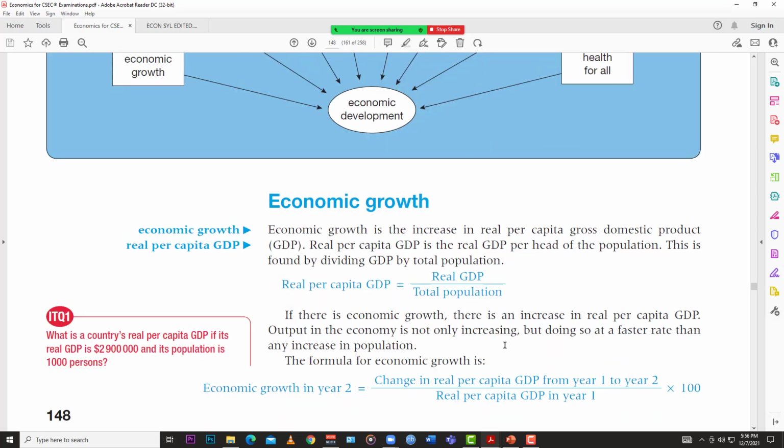So all I need to know for now is that economic growth is a change in real GDP. Positive economic growth is an increase in real GDP. Negative growth is a decrease in real GDP. So growth is all about a change in GDP. That's economic growth. So a change in the monetary value of goods produced within a country over a year. That's economic growth.